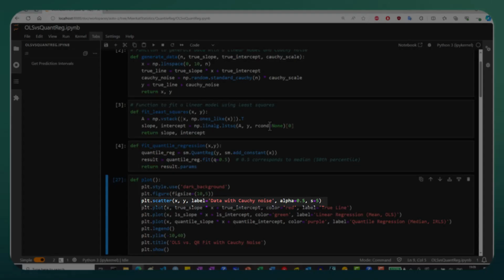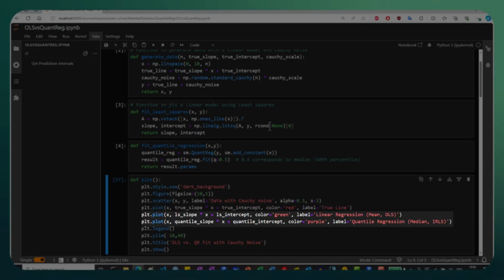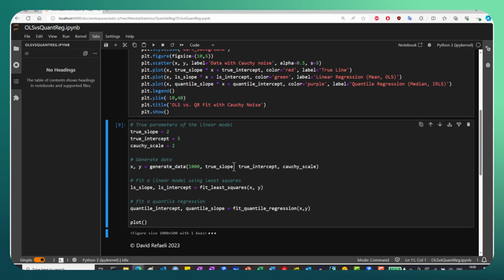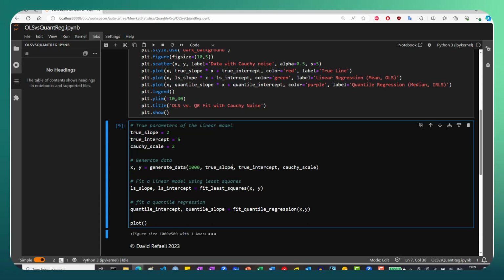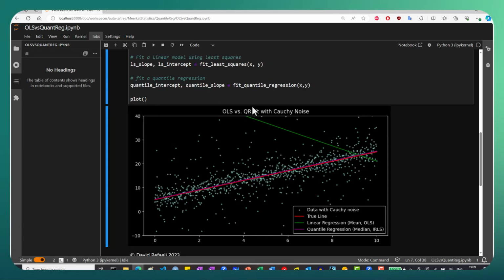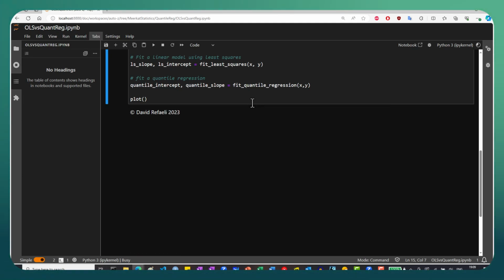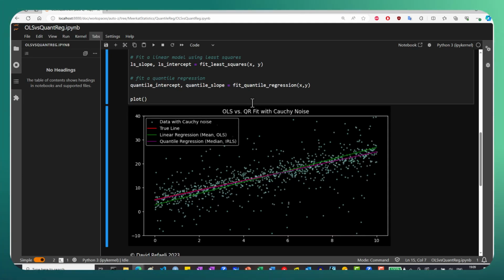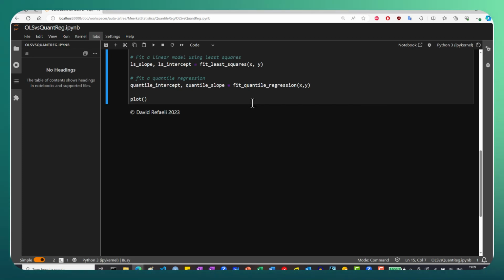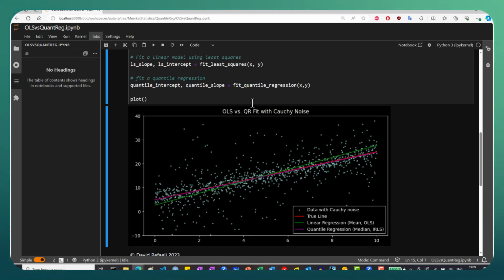This function will plot the data, the real line we used to create the data, and the two fitted lines, the linear regression one and the quantile regression one. Finally, let's put this all together. Each time I run this cell, new data is being generated coming from the same red line, and new lines are being fitted. Notice that the red line doesn't change, and that the purple line, which is the quantile regression, is usually very close to that line. But the green line, which is the linear regression, can get quite wrong results some of the time.